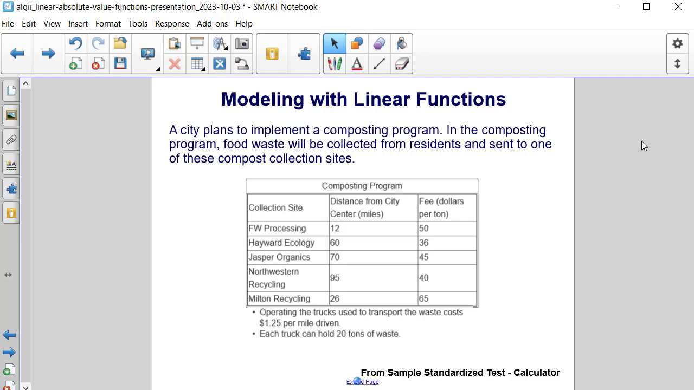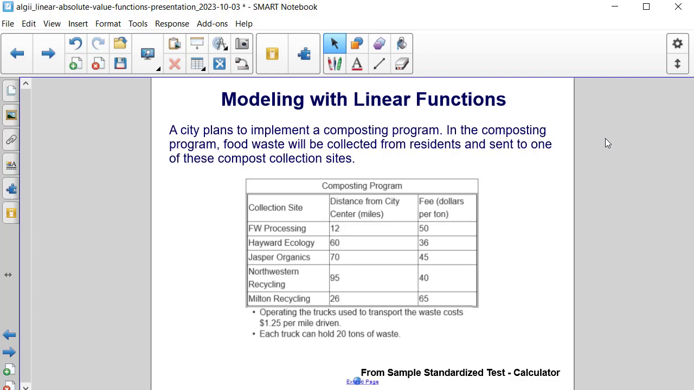Now let's go over a sample standardized test question by modeling with linear functions. Let's begin with the important information about this question. A city plans to implement a composting program.